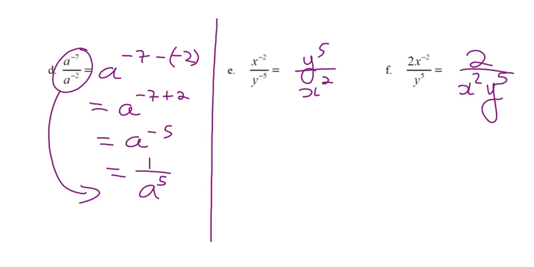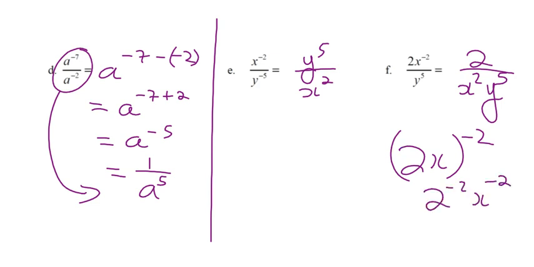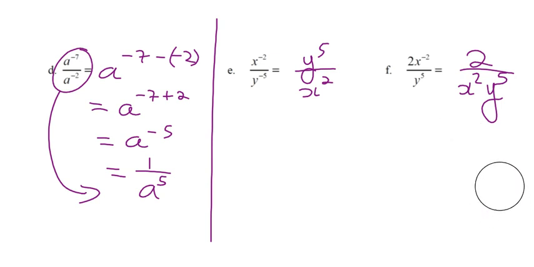Because what we're not looking at is this. That's entirely different, right? That becomes 2 to the -2, x to the -2. But that's not what we're looking at, right? We're looking at 2 times x to the -2. The 2 is by itself. There's no negative exponent on it. It's just 2 to the 1.